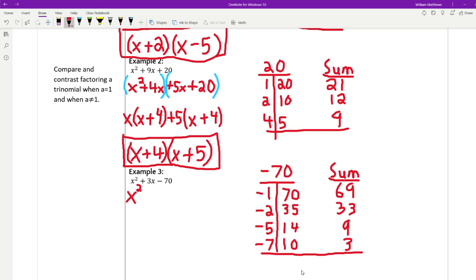I can write my x squared. I'll show what happens when you switch it around. This time I'm going to write my positive value, my larger number first. So that's 10x. Then my smaller value, the negative 7x. And I still have negative 70 at the end.